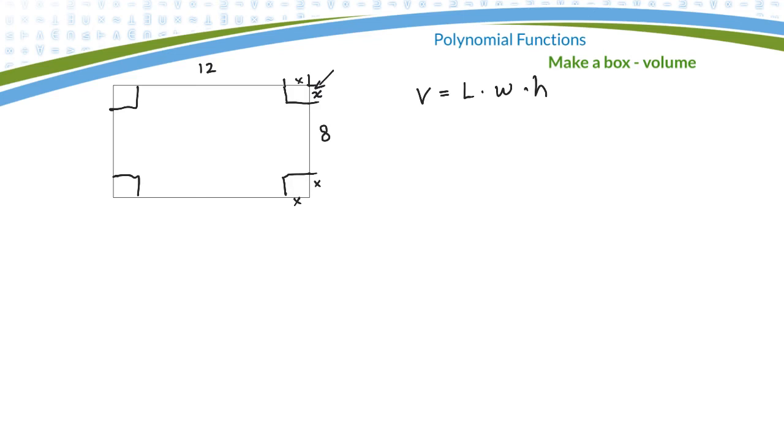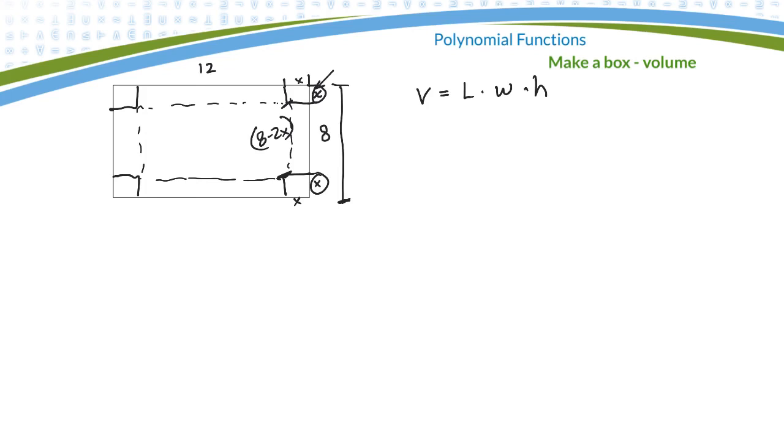So my box is going to wind up being this, right? Because I fold the sides up. So the bottom of my box will look like that. So I need to know the distance from here to there. And that'll be the whole 8 distance, take away these two x's. So it'll be 8 minus 2x. So that'll be the width of my box.